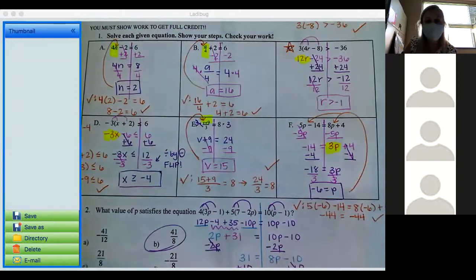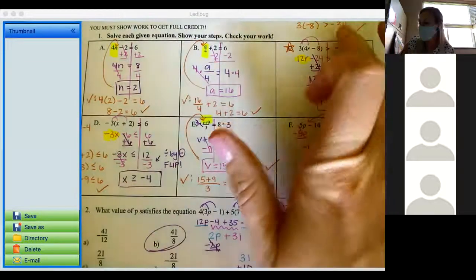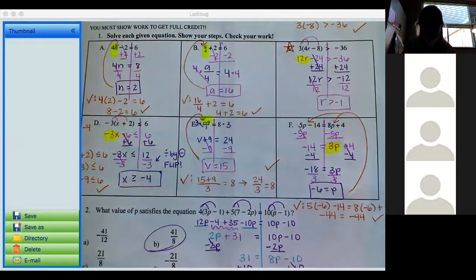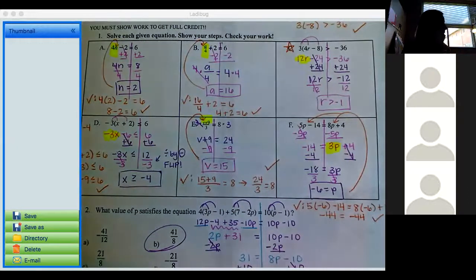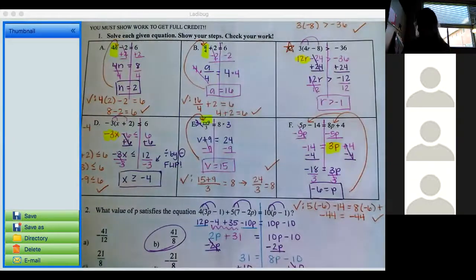Does anybody need me to show you how to check the inequalities? Because I had a couple of you ask me that. You can do it the same way. You can plug in the answer you get. But there is also another way to do it. Does anybody want me to show them, or you guys are good with just plugging the answer in? You want me to show you? Okay.